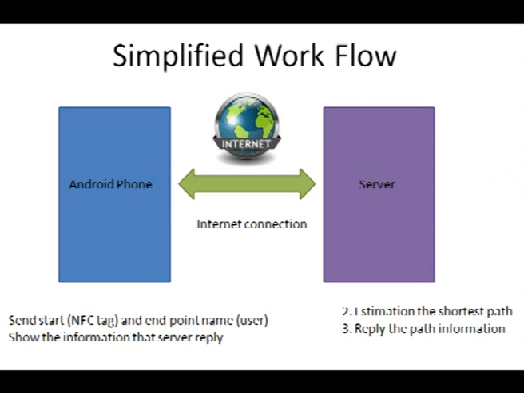This slide shows you the simplified workflow. The Android phone reads the start point from an NFC tag, and the user has to enter the name of the endpoint. After that, the user will press the send button, and the data from the Android phone will be sent through the internet connection to the server, and the server will perform the estimation and reply with the path information such as the photo links, description, and the name, and other things. At the end, the Android phone will receive the path information from the server and show the information.